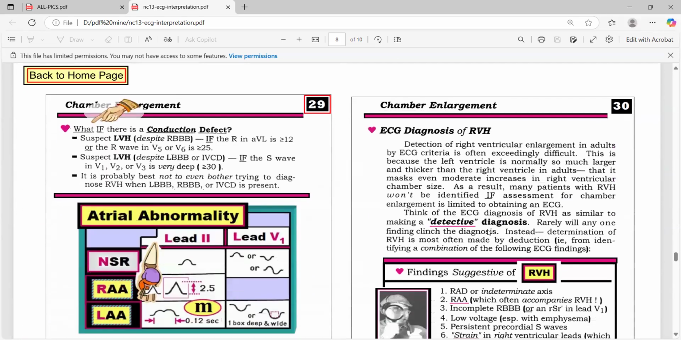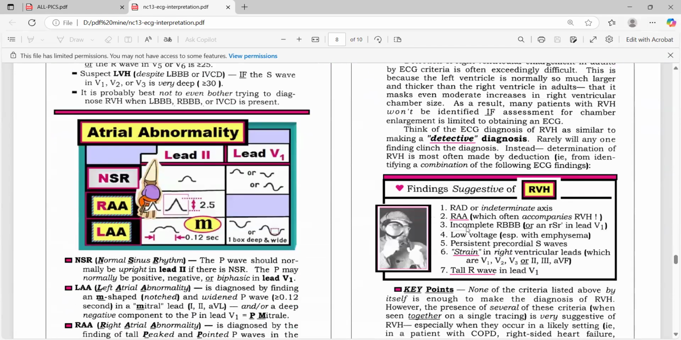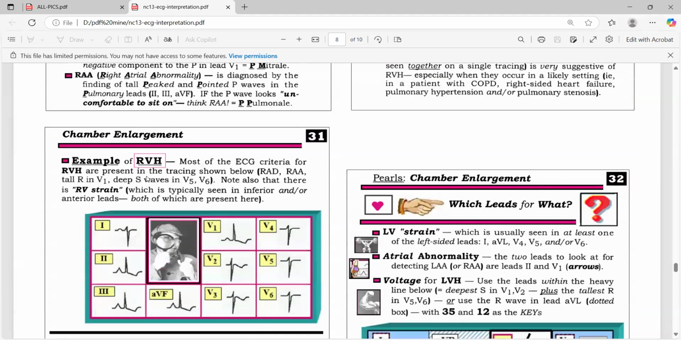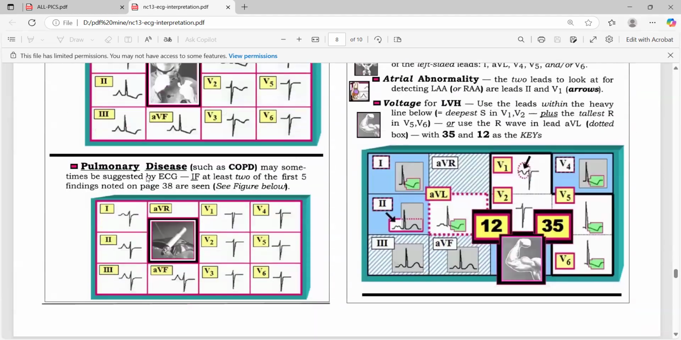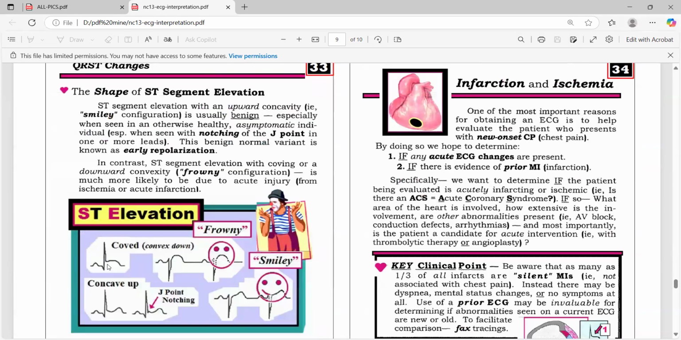I just wanted to focus more on the ones that are more important. Then there is right ventricular hypertrophy. So you can see the opposite of those ones. So you can see the ST elevation. If this is the convex one, there is a frowny, then there is smiley, and then there is J notch. So all you need to remember is the ischemia and infarction one.